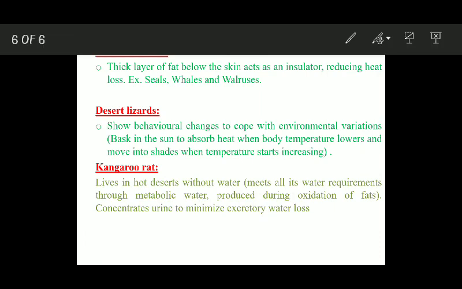Now the ecological adaptations in polar mammals. The polar mammals possess a thick layer of fat below the skin, which acts as an insulator and prevents heat loss during winter conditions. Examples are seals, whales, and walruses. And besides these organisms, polar bears also possess a thick layer of fat below their skin.